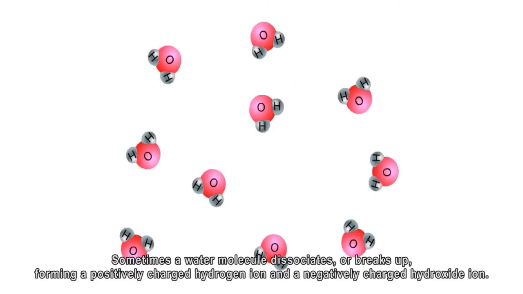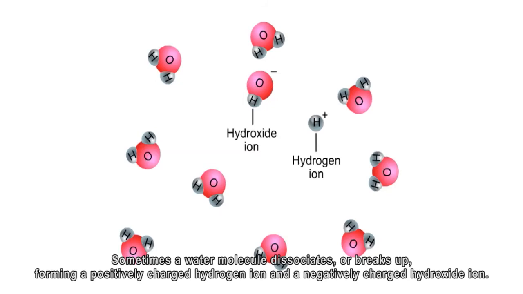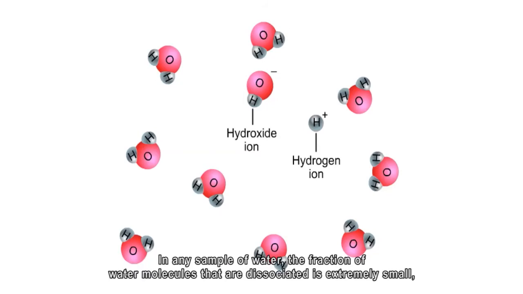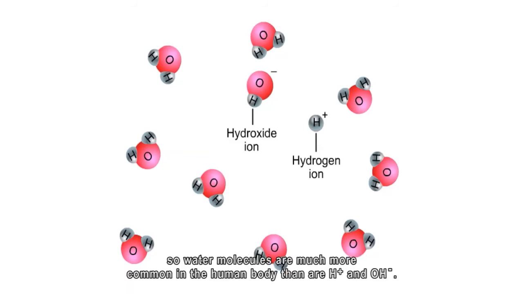Sometimes a water molecule dissociates, or breaks up, forming a positively charged hydrogen ion and a negatively charged hydroxide ion. In any sample of water, the fraction of water molecules that are dissociated is extremely small, so water molecules are much more common in the human body than are hydrogen and hydroxide ions.